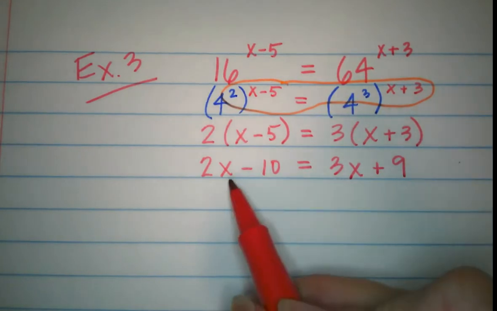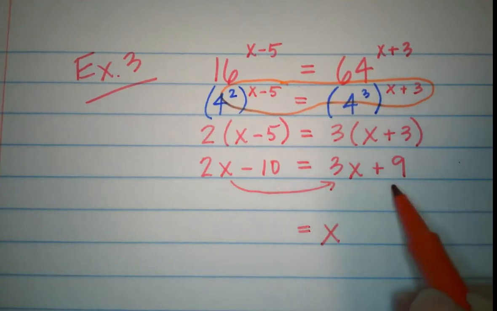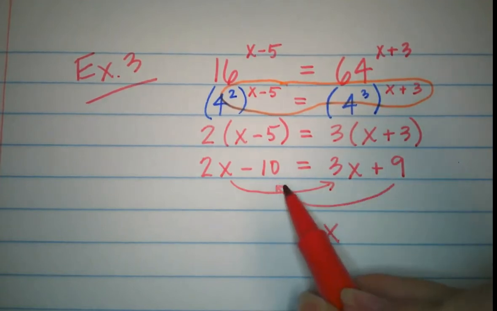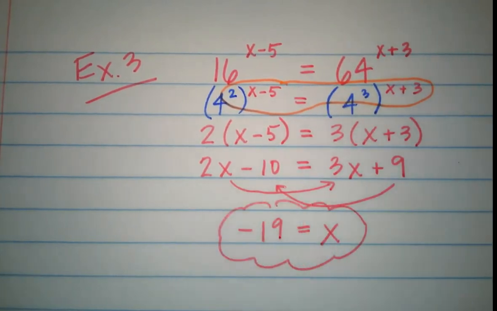So we could subtract 2x over here, which would give us x. And then we could subtract 9 over there, which would be negative 19. So x is negative 19. Any questions on that?